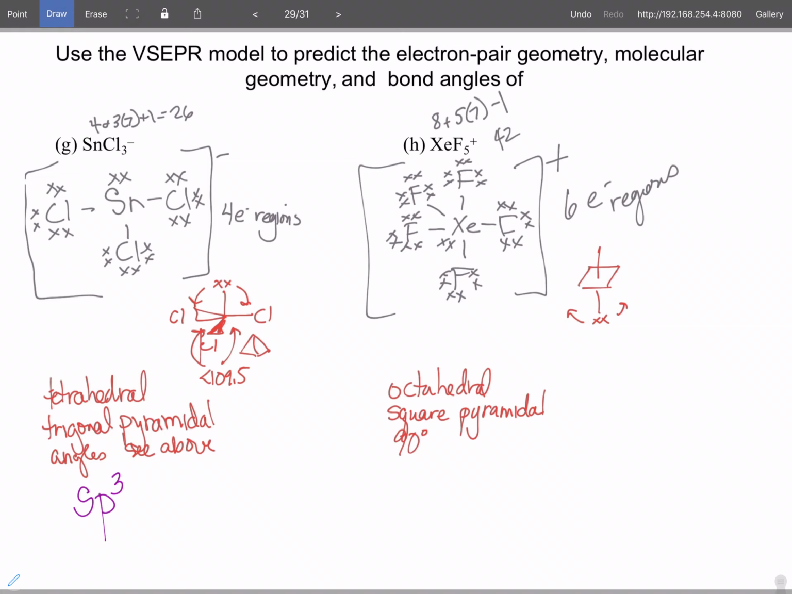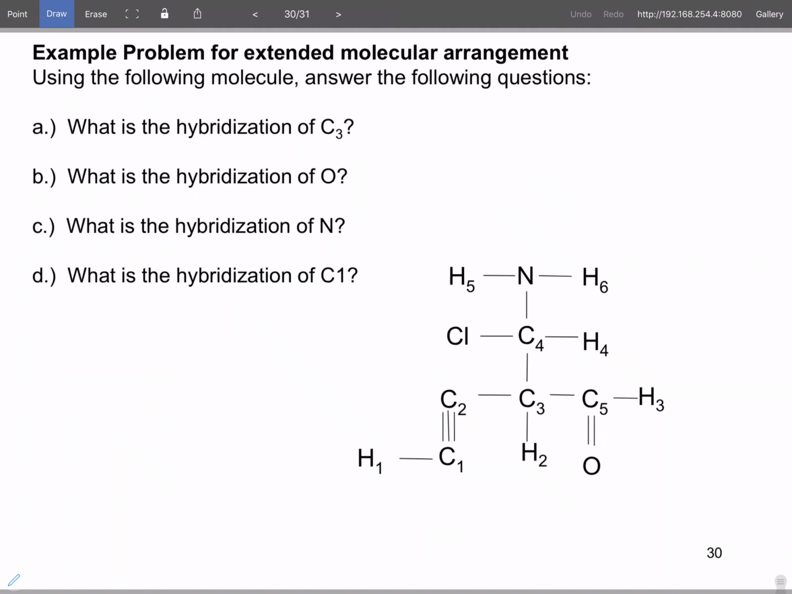In the next section, we have 6 electron regions, so it's sp3d2. Because that's 1, 2, 3, 4, 5, 6. Yeah, we need 6 electron regions. So here we've got the electron regions, and we're good to go. All right, so let's take it on again to the extended. Now, this is identical to the one we did before, so we've done polarity on it. We've done bond angles.